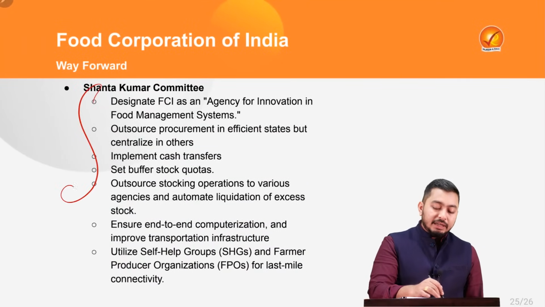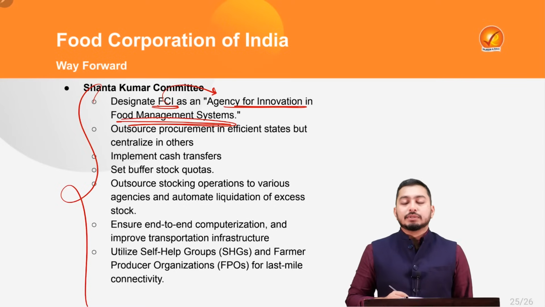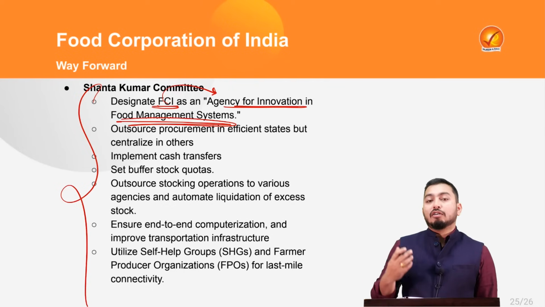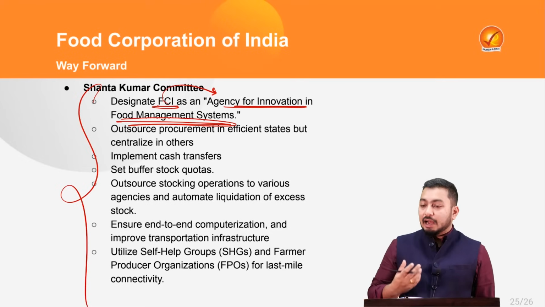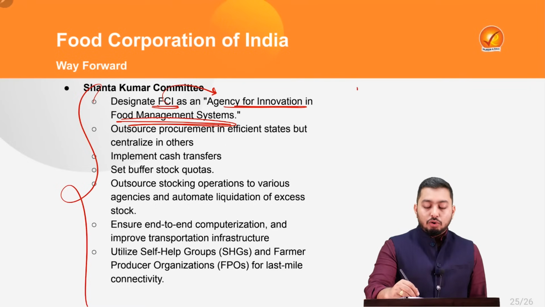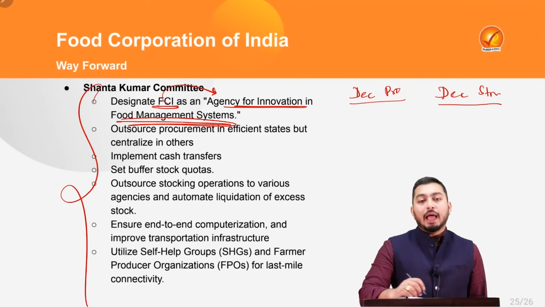So the Shanta Kumar committee asks that FCI should be an agency for innovation in food management systems. And the Shanta Kumar committee has been very categorically saying that a lot of non-core operations, for example, storage. FCI is buying, but why is it storing? If there are some efficient private players and some localized ones, so the idea is, can you go for decentralized procurement, decentralized storage, and localized distribution?